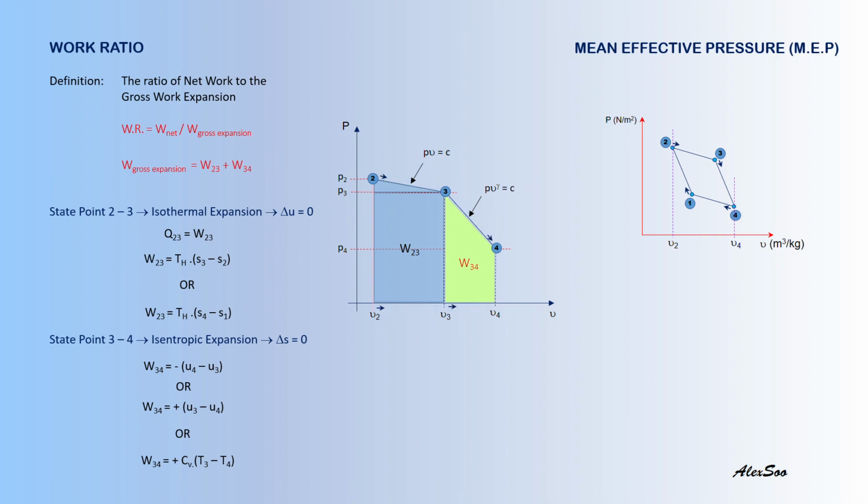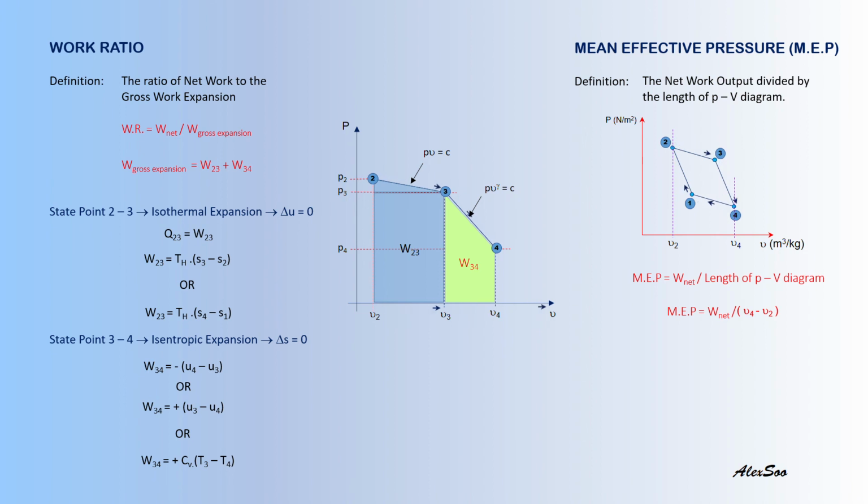Okay, the next is the mean effective pressure, defined as the net work output divided by the length of the PV diagram. The length of the PV diagram here is basically the volume distance between the innermost and the outermost point on your PV diagram. So you take the difference between V4 and V2, which gives you the length of the PV diagram. The net work out is what we have already considered earlier, and the length of the PV diagram would be V4 minus V2. This will give you the mean effective pressure.